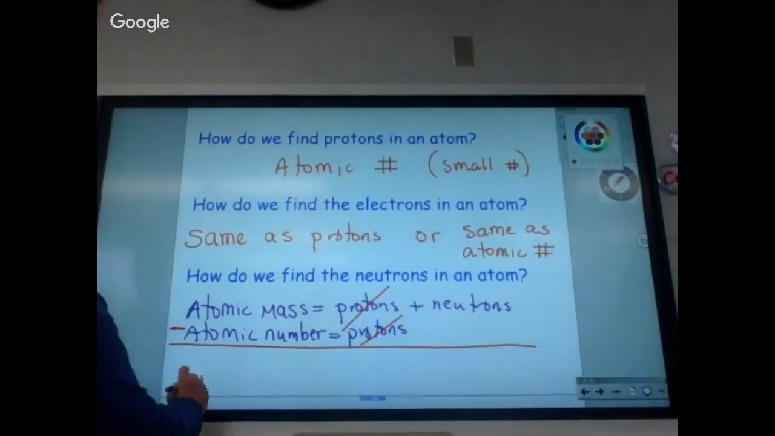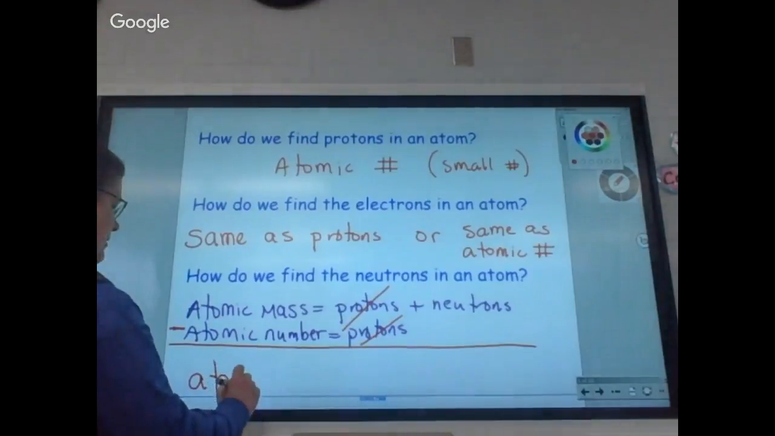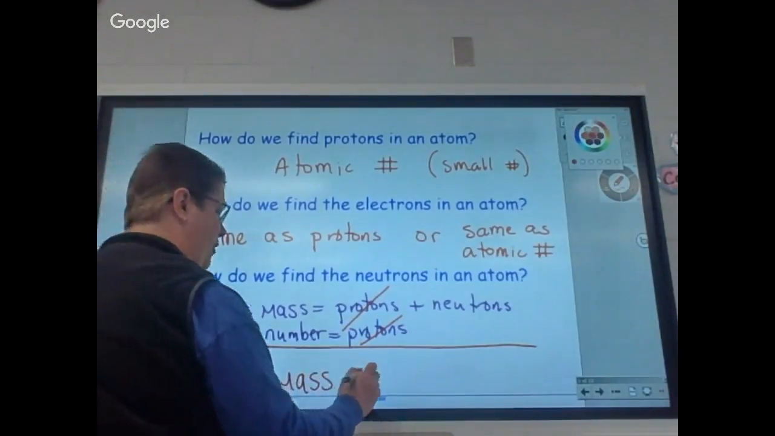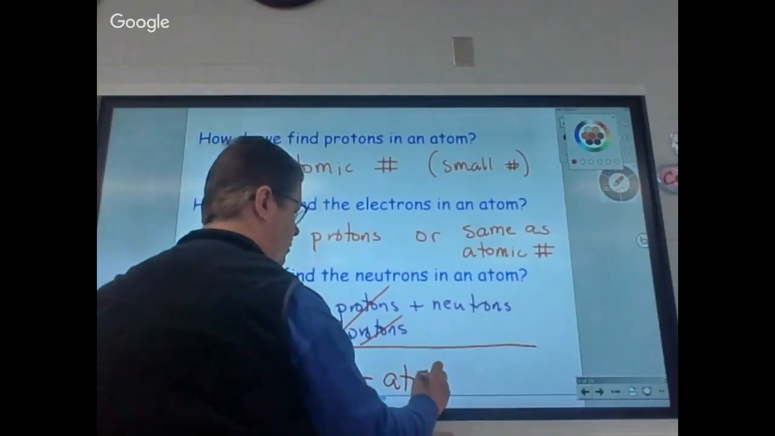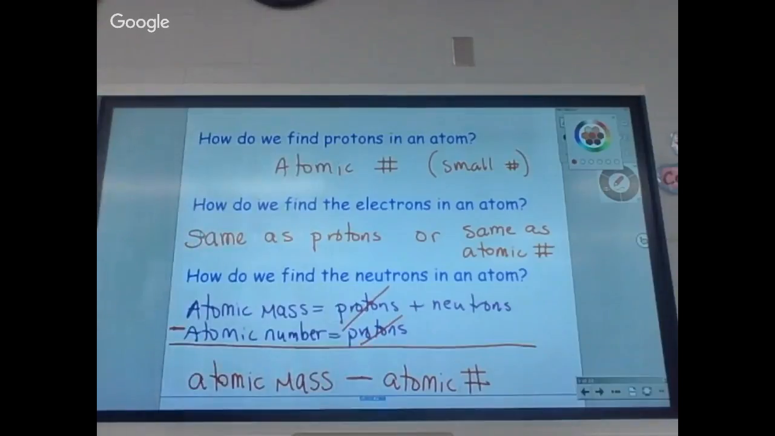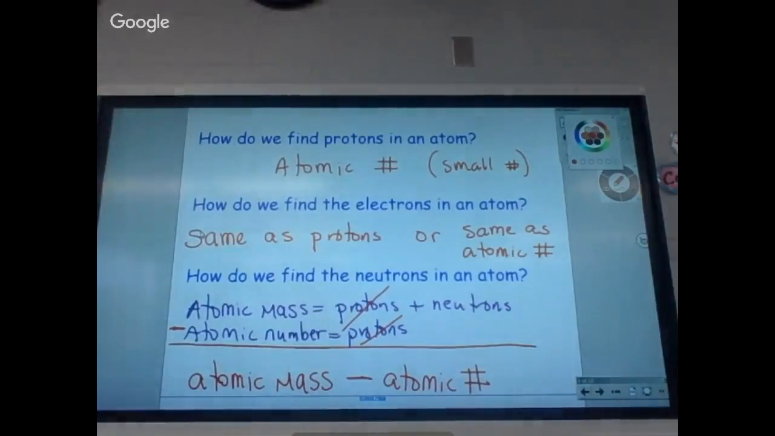So we always say atomic mass subtract atomic number, but the reason we do it is to get those protons to cancel out. Mass minus number, and that'll give us our number of neutrons.